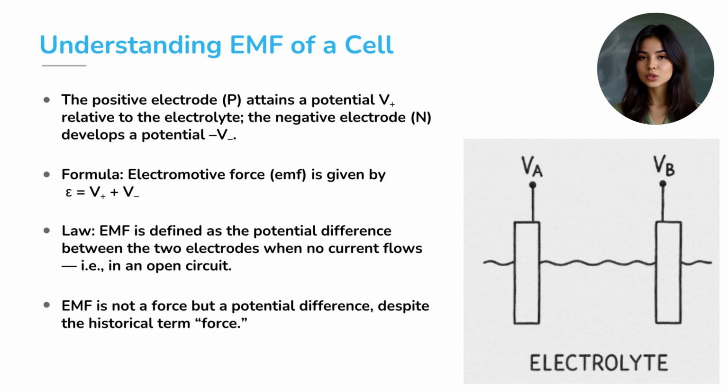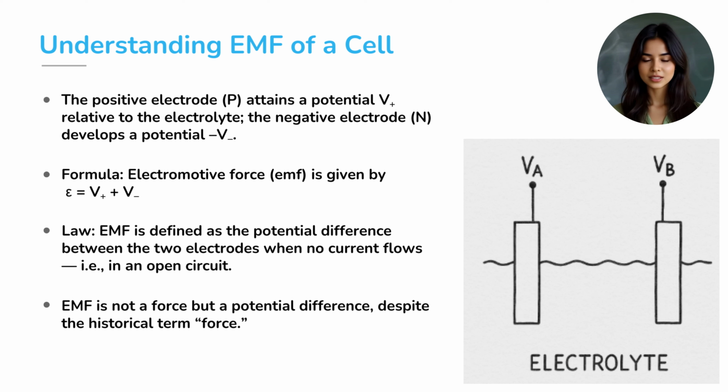The positive electrode, capital P, acquires a higher potential. We denote this as V sub plus, meaning capital V with a subscript plus. The negative electrode, capital N, gets a lower potential, denoted as negative V sub minus, or minus capital V with a subscript minus. The total difference in potential between the two electrodes when no current is flowing is what we call the electromotive force or EMF of the cell. It's represented by the Greek letter epsilon.